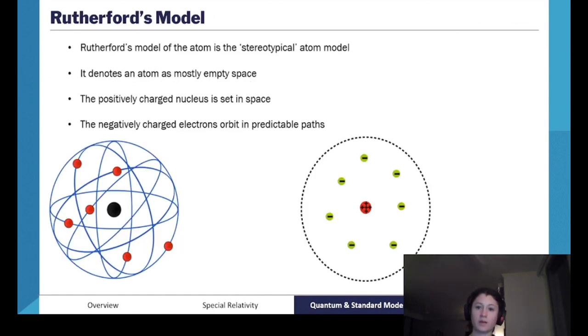Okay, now we're getting on to Rutherford and Bohr's model of the atom, which is our last part of quantum theory. Rutherford's model was the early model of the atom, not the earliest, but one of the early ones. And it's kind of the stereotypical model of the atom. It describes the atom as mostly empty space with a positively charged nucleus set in space with negatively charged electrons orbiting around it. Right?